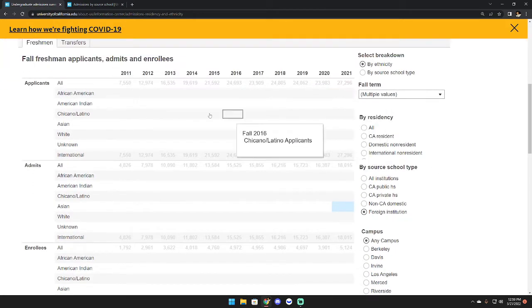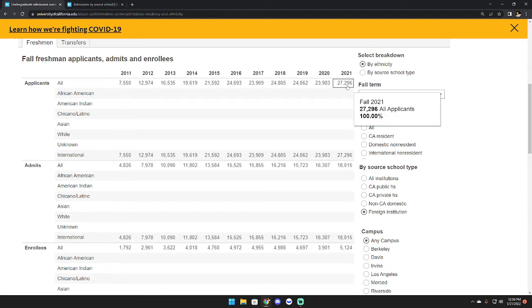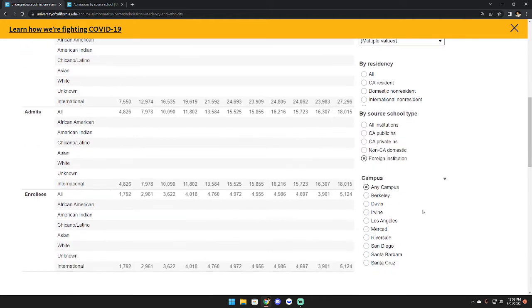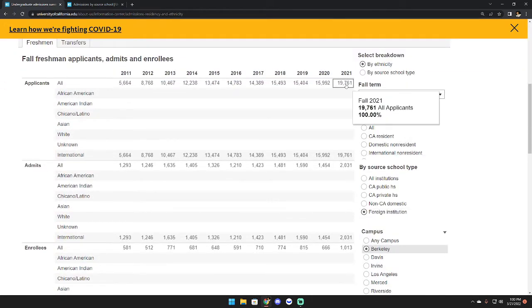So in total, of all foreign, so they're going to include all foreigns. So we'll have 27,000 applicants. Huge growth since 10 years ago from 7,000. Yikes, that's almost 4x. And then from there, you have the admit of about 18. Okay, so if we break that, let's say Berkeley. Let's take a look at Berkeley. It's about 2,000 foreign out of around 20, so about 10%.